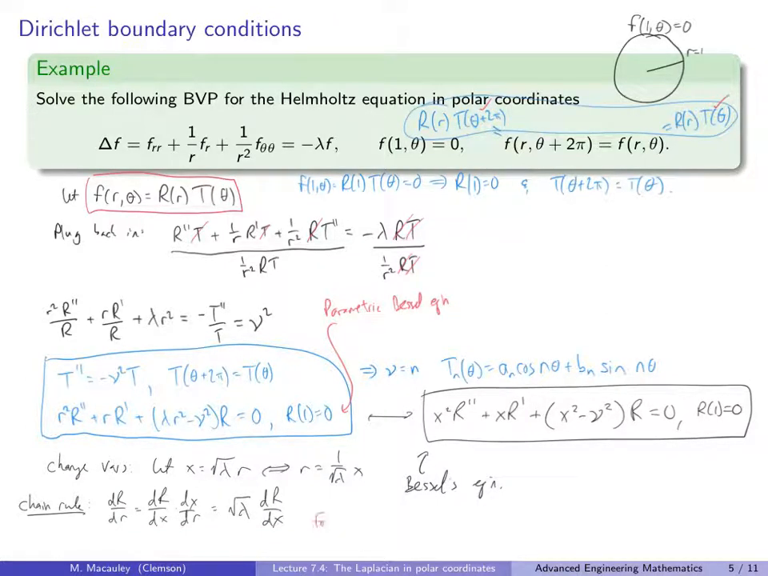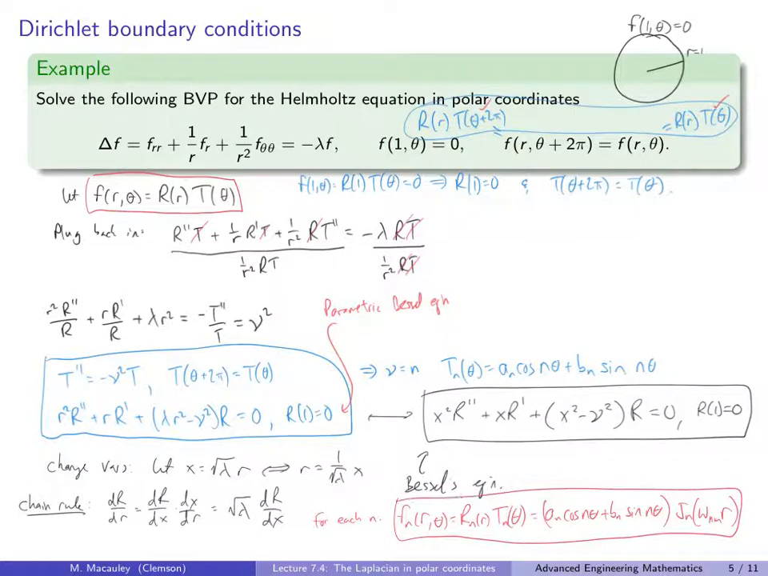So for each n, we have a solution fn of r and theta, which is Rn of r times Tn of theta, which is, so I'm going to write these in opposite order, an cosine of n theta plus bn sine of n theta times a Bessel function, Jn of omega nm r. So if you're a little rusty on that, especially what that omega is, that's what we're going to do in the next slide right now.